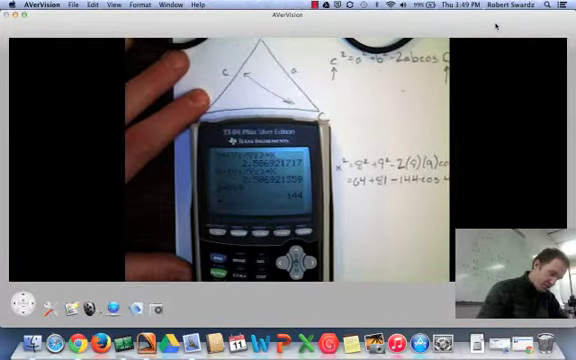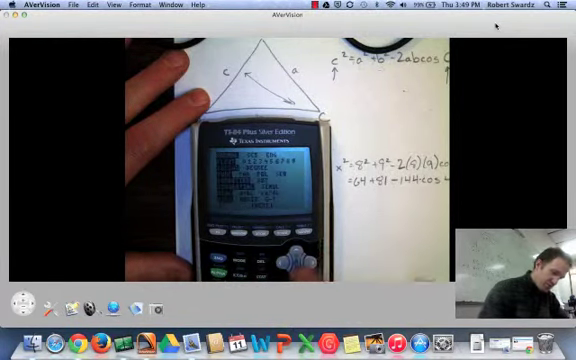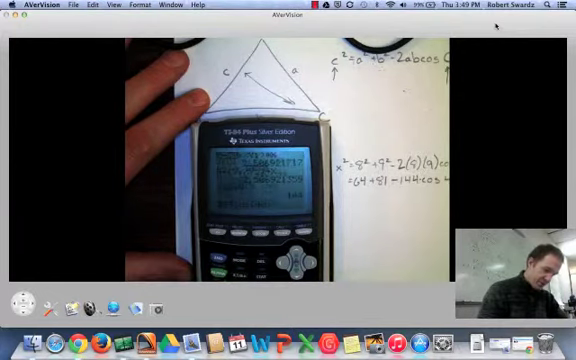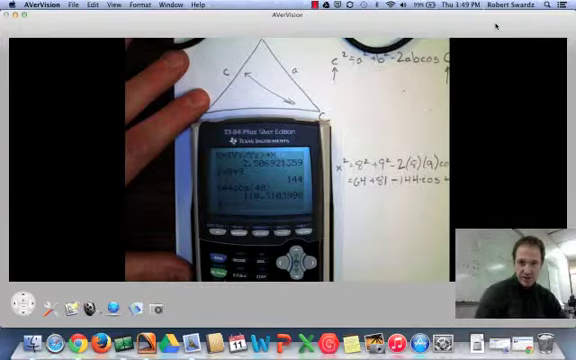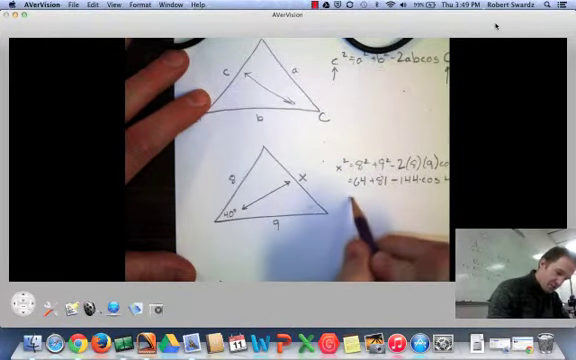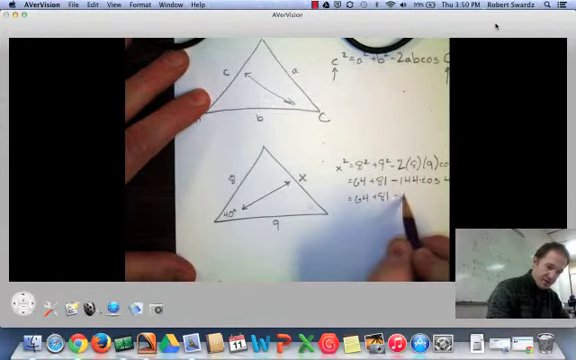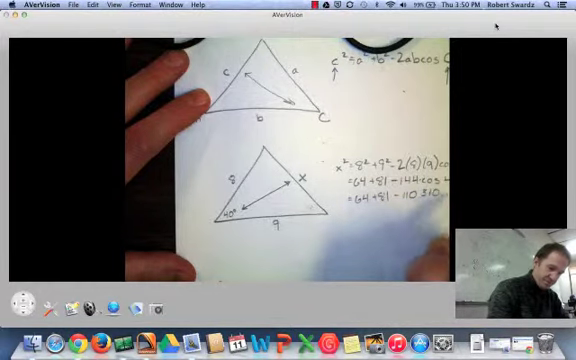So let's see, 144 times the cosine of 40. I want to make sure I am in the right mode. Now I'm in degree mode. 144 times the cosine of 40. 110.31 and change. 64 plus 81 minus 110.310, and there.